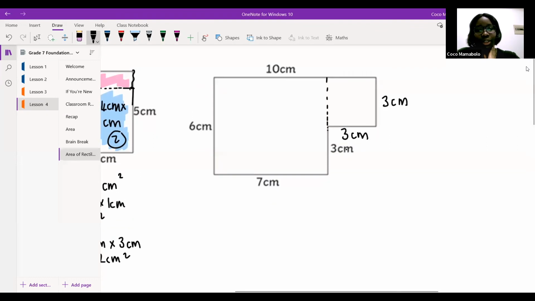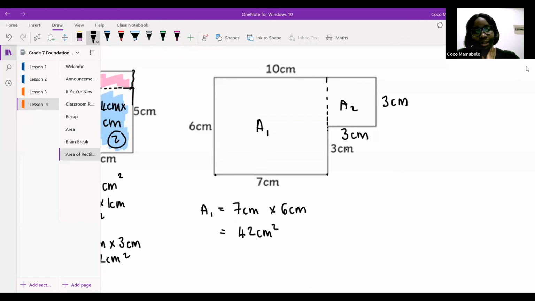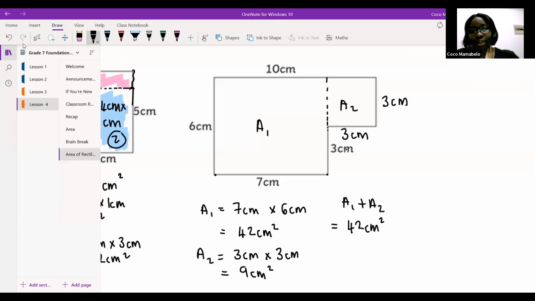I'm going to call this one area 1 and area 2. Now this is 7 centimeters and 6 centimeters. So area 1 is 7 centimeters times 6 centimeters, which is equal to 42 centimeters squared. And area 2 is equal to 3 centimeters times 3 centimeters, which is equal to 9 centimeters squared. So A1 plus A2 is equal to 42 centimeters squared plus 9 centimeters squared, which is equal to 51 centimeters squared.